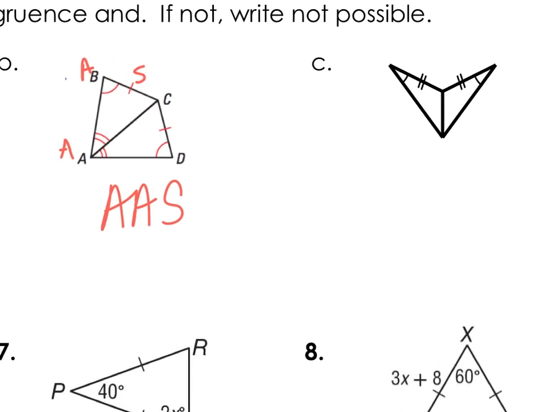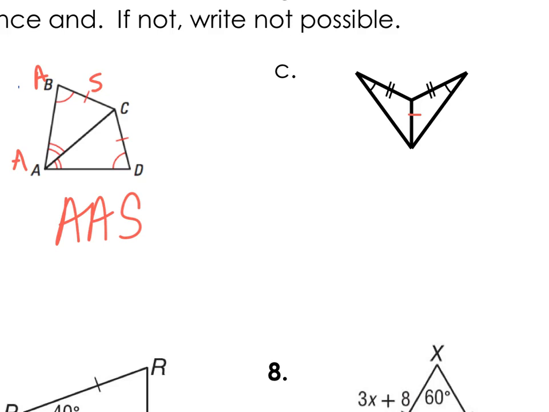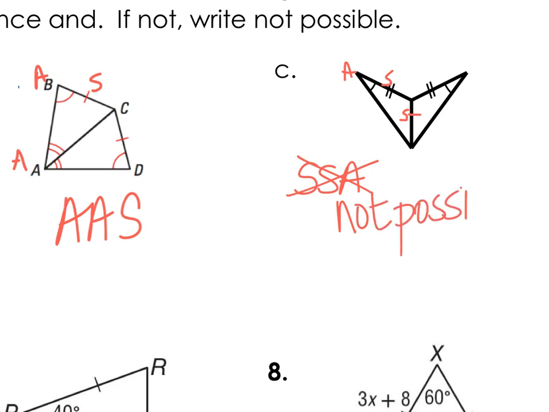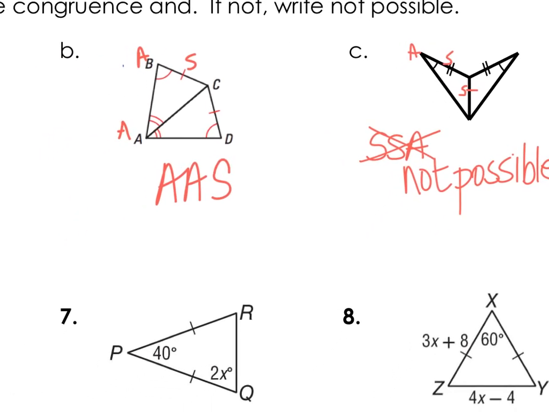Okay, so this one has a shared side also. And we have an angle, a side, and a side. Oh my, so this other triangle is marked the same way. So we have SSA, but we don't use SSA. Now, what we want to do is look to see if it has a right angle. No right angle. So this one is a not possible. If it had a right angle, we would say HL.